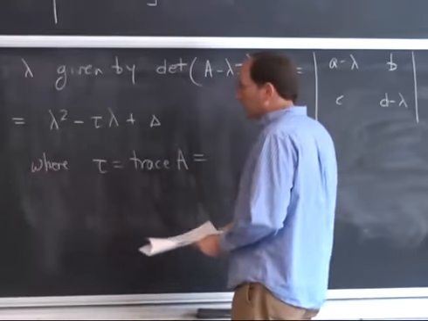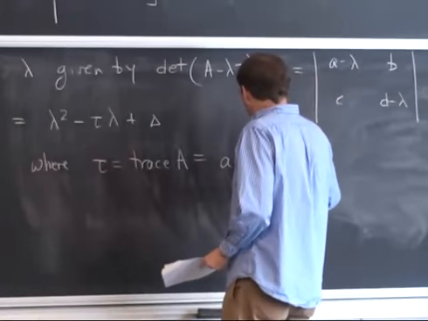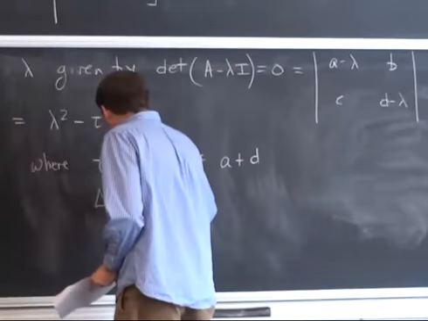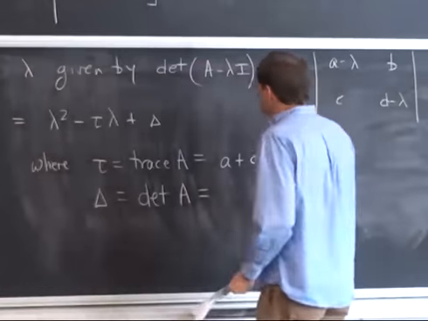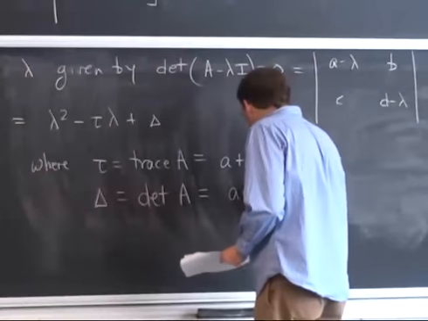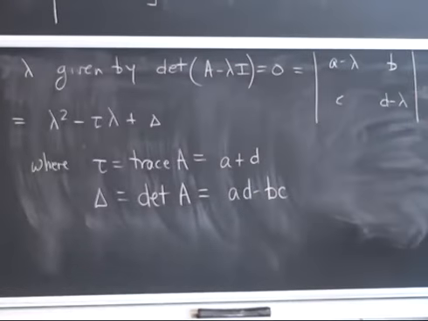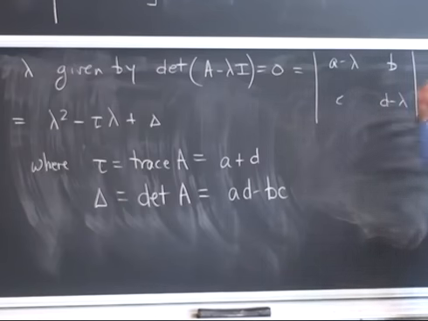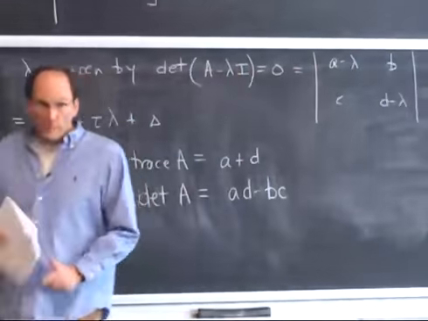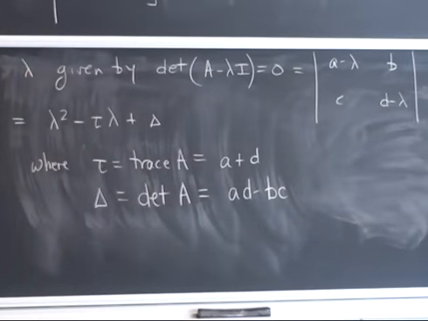The trace is given by the sum of the diagonal elements in the matrix A, that is, it's A plus D. And delta is going to be our notation for the determinant of the matrix, which would be AD minus BC. So if you don't see that, just multiply this out. This expression times that expression minus C times B. And after you do a little bit of algebra, you'll get that this is the characteristic equation for this problem.